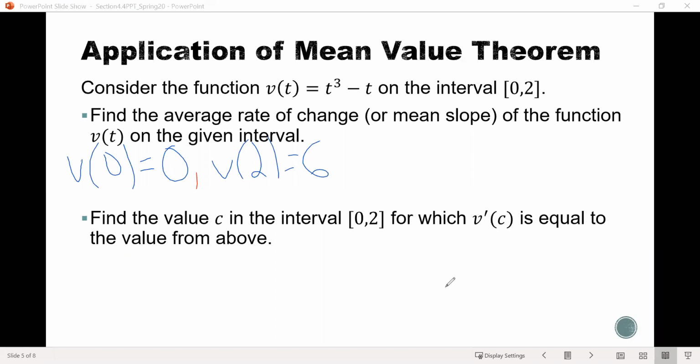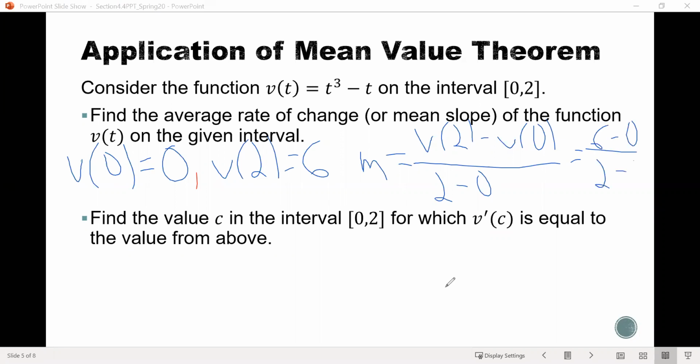Then we can find our average rate of change, or our slope between those two points. Remember that's v of 2 minus v of 0 all over 2 minus 0, which gives us 6 minus 0 over 2 minus 0, which is 6 over 2, which is just 3.